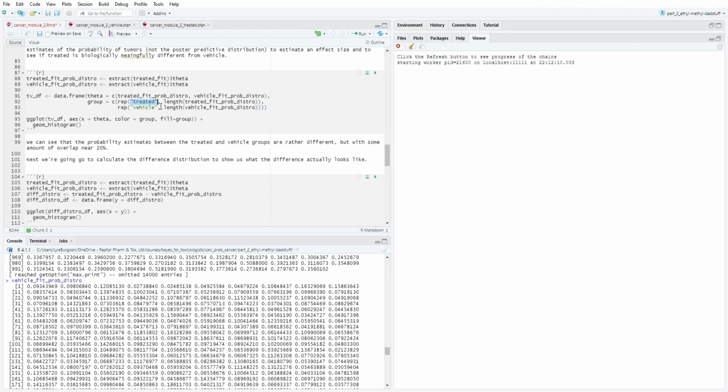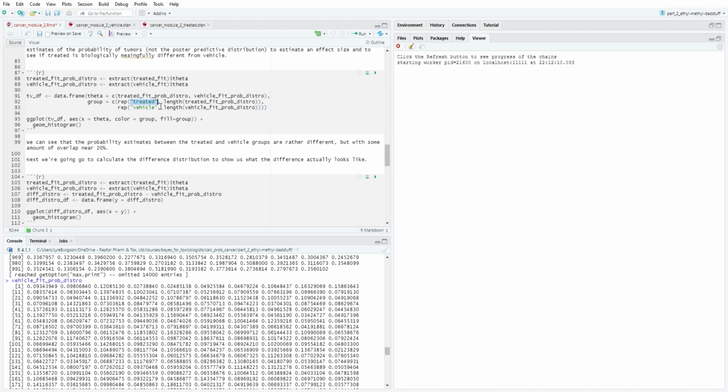So I've got 15,000 wooden blocks. The very first one on the far left says treated. The next one says treated. The next one says treated. I think you get the idea. And it keeps on saying treated until you get to block 15,000.